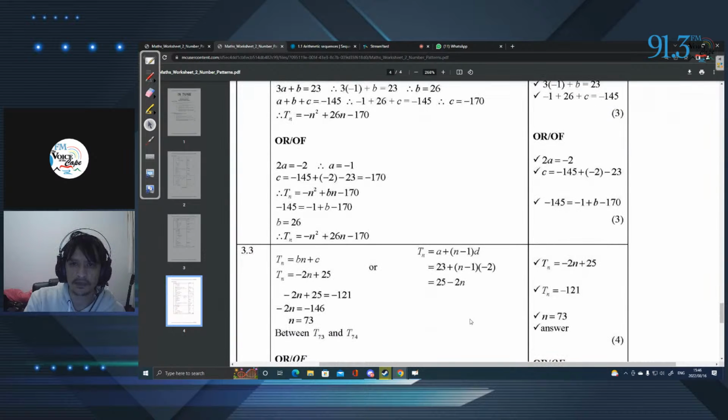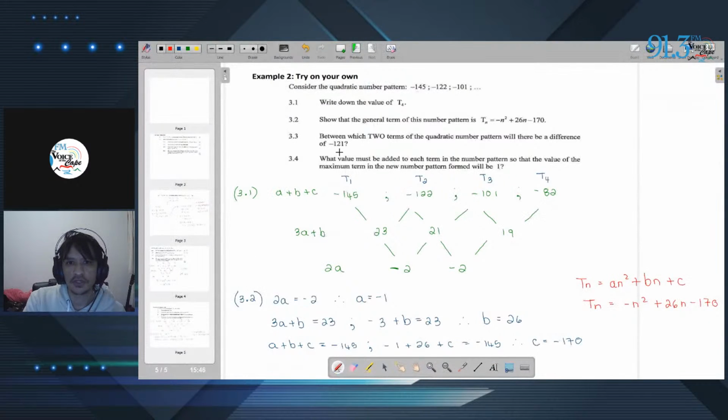Okay. Now, 3.3. Between which two terms, so let me just highlight some important points so we don't miss anything out. So which two terms of the quadratic number pattern will there be a difference of negative 121? Right, so they want us to find out between which two terms there will be a difference of negative 121.